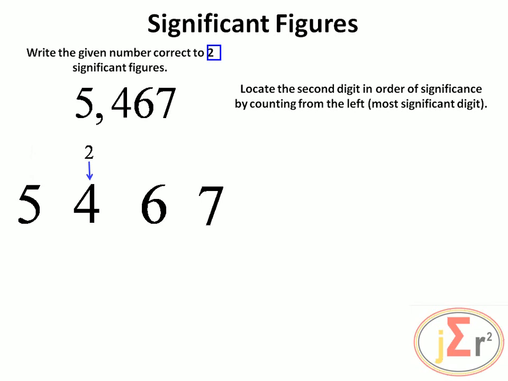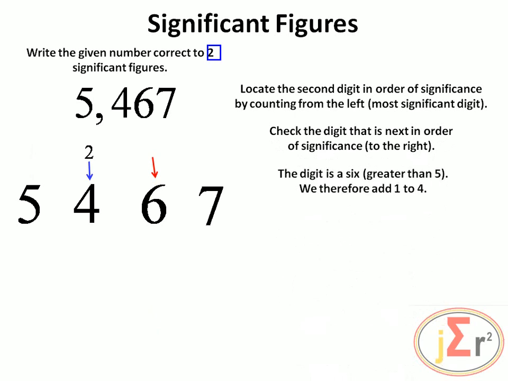So we have done that. Our next task is to check the digit that is next in order of significance, that is to the right of it. The digit is a 6, greater than 5. We therefore add 1 to 4. So we need to add 1 to 4 because this is greater than 5.